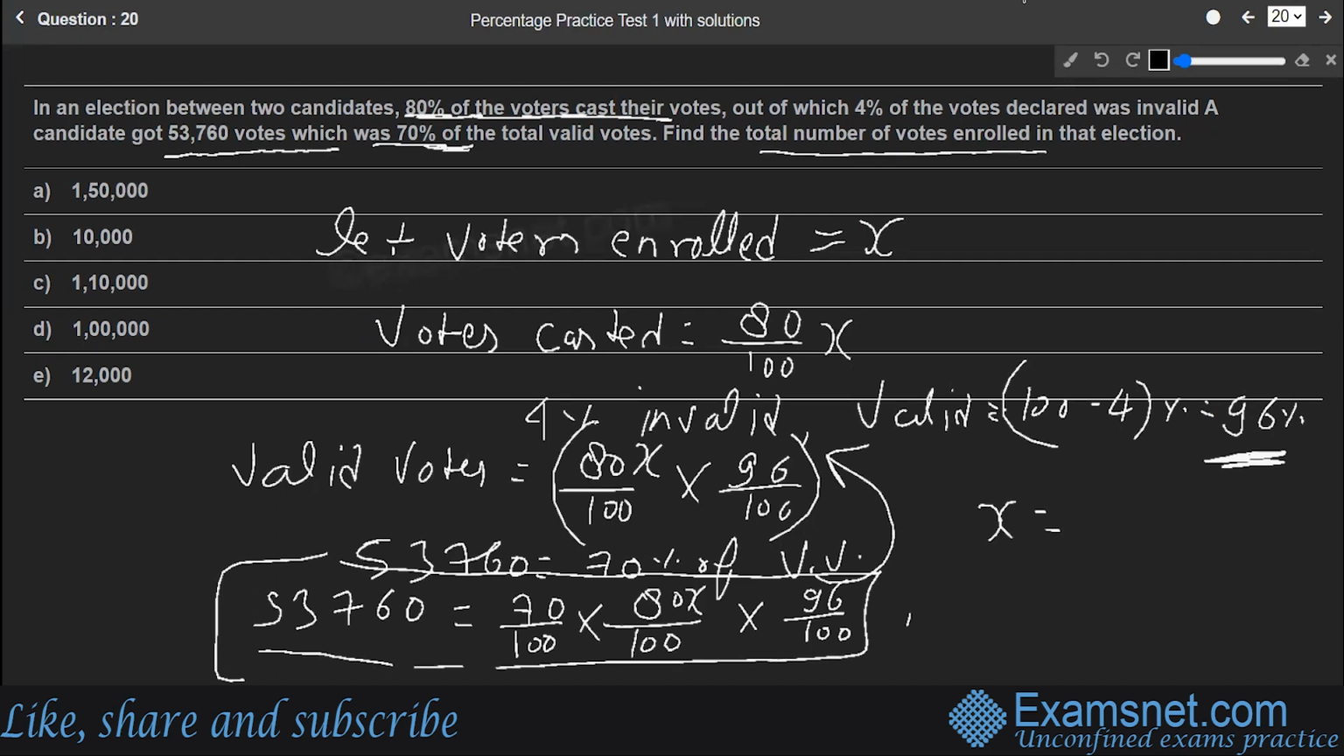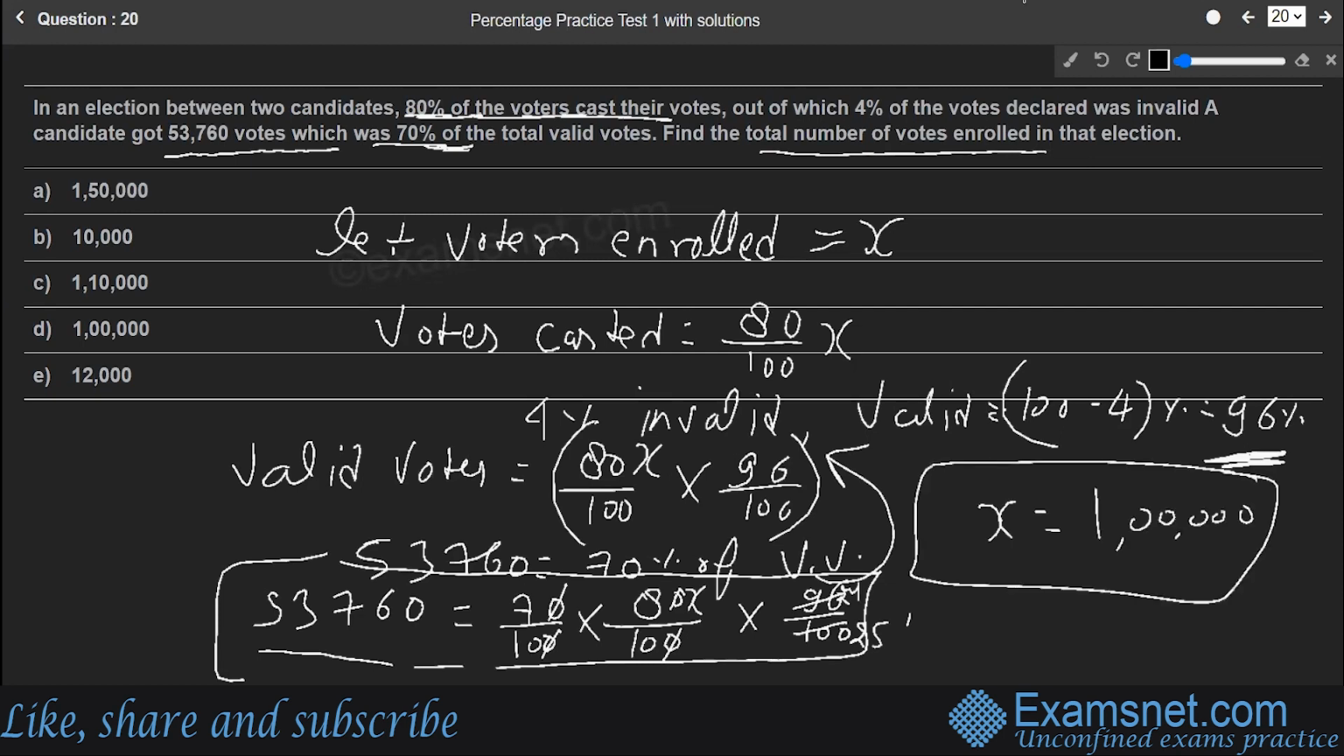So X is coming out to be, if we solve this, the zeros can be cancelled like this. This 96 can be cut by 24. 4 into 24 is 96, 4 into 25 is 100, and we can easily solve this question. So solving this expression, the x value comes out to be 1 lakh. This is the total number of votes that have been polled, 1 lakh. Let us see where it is available. It is available in option number D and becomes the right answer for us.